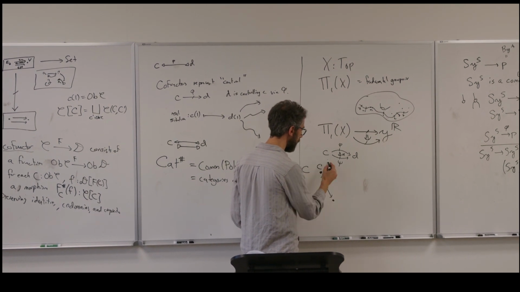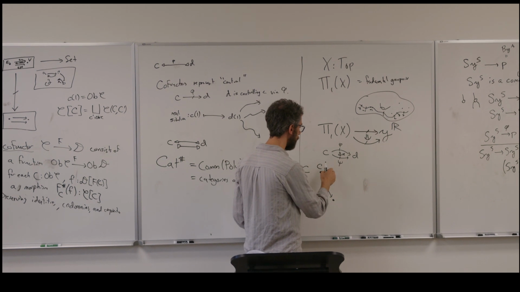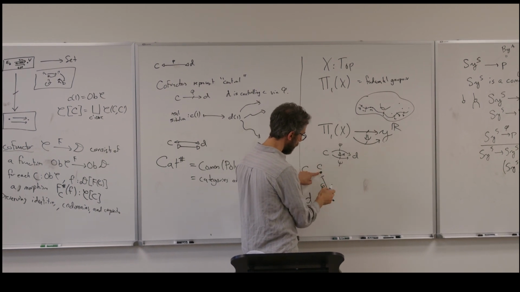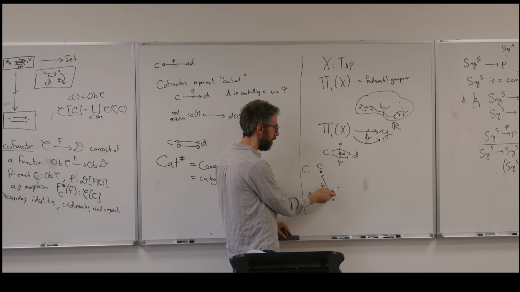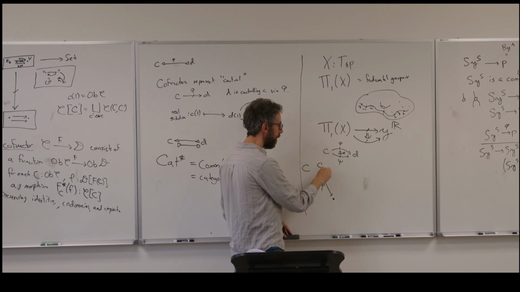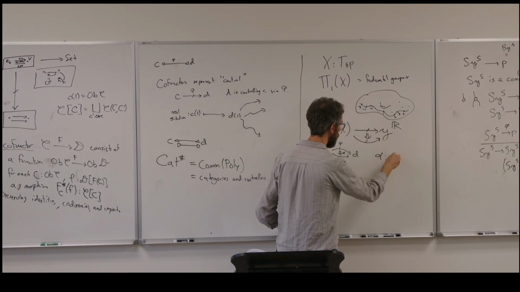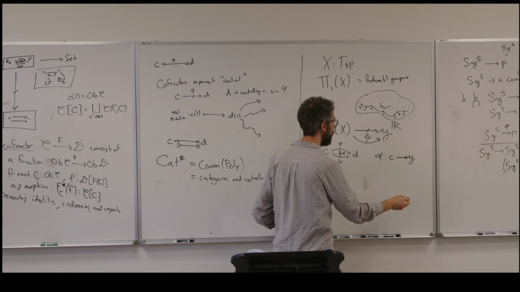Every object in C is sent to some object. So phi sends each object in C to some object in D. Alpha will be a map from C to Y. It'll be a global section.